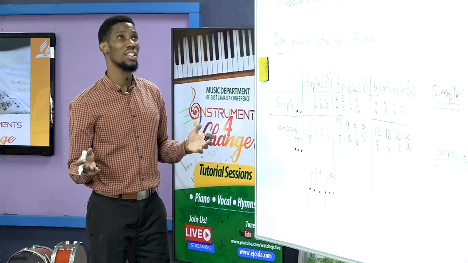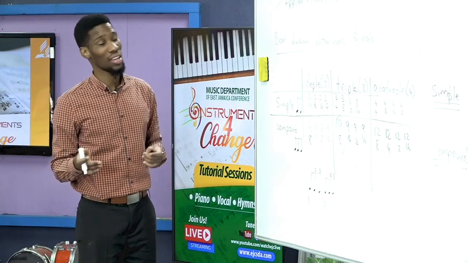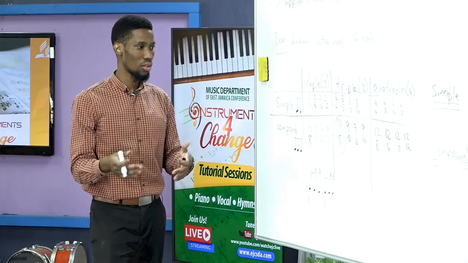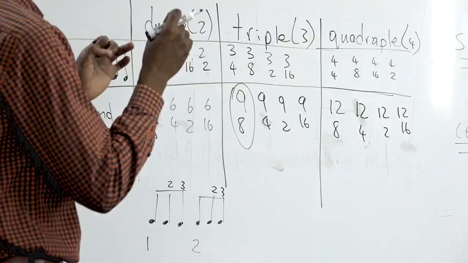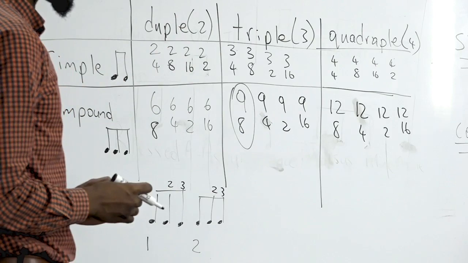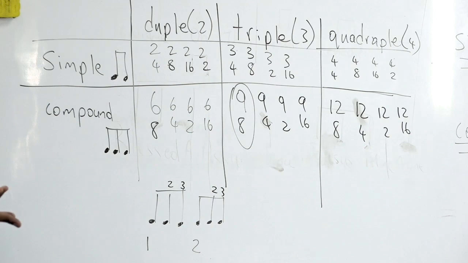Many songs are in 3. I don't remember any offhand. Anytime you want to remember a song, you always forget. Any song that you see in the hymnal that is in 3-4 or 3-8 or 3-2, that song is a simple triple meter. And then the most common time signature, 4-4, is simple quadruple. You count that 1, 2, 3, 4. That's the most common. All right.